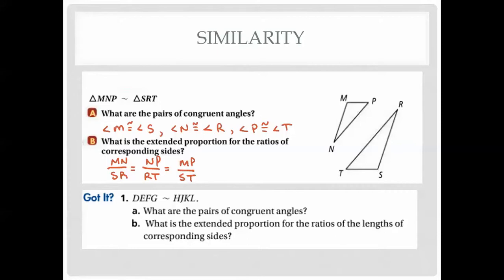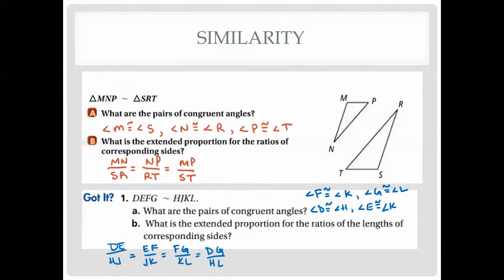Okay, let's see how you did. The pairs of congruent angles: F is congruent to K, G is congruent to L, D is congruent to H, and E is congruent to K. Those are all our pairs of congruent angles. And then B, there we have all the corresponding sides. DE corresponds to HJ, EF corresponds to JK, FG to KL, and DG to HL.